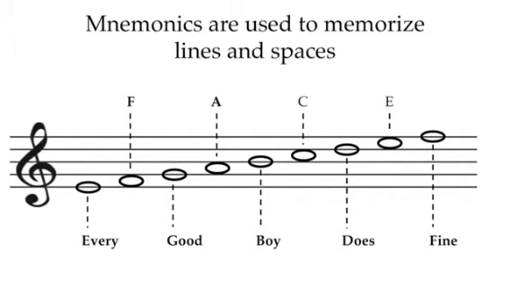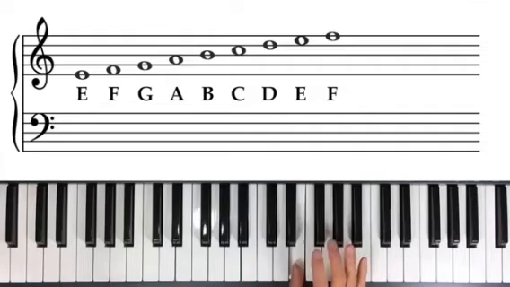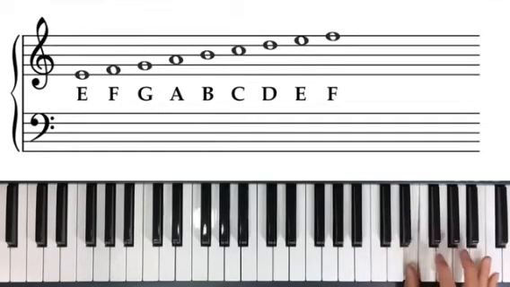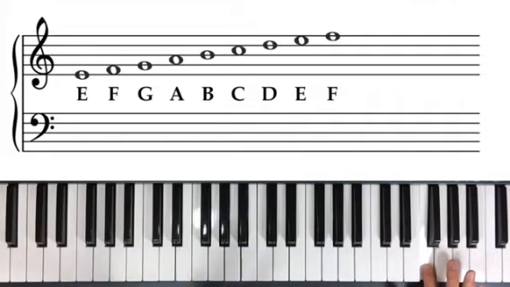Notice as you go from line to space, you're moving up the alphabet. You're moving consecutive letters. So the first line there is E, right, every, and then you go to the space, which is F, the F in face. Then the next line is G, then the space is A, and you go up to B, and the next space is C, right? And then line, space, line, you're at F. And that's the pattern of going from line to space. You're moving up letters.